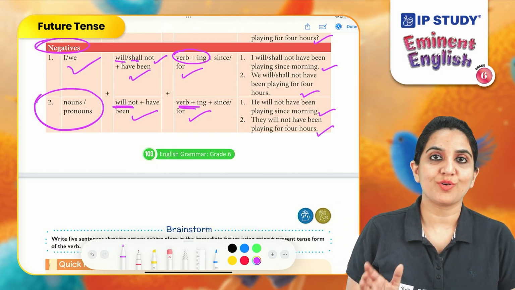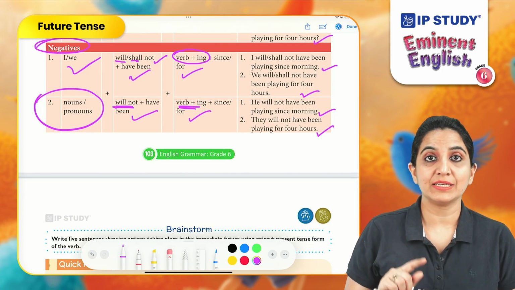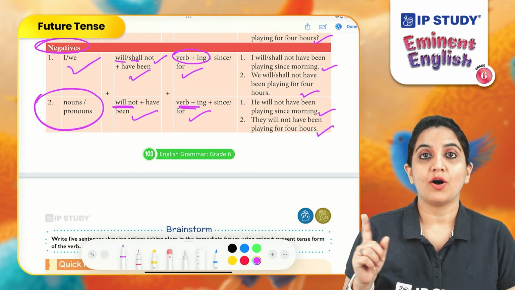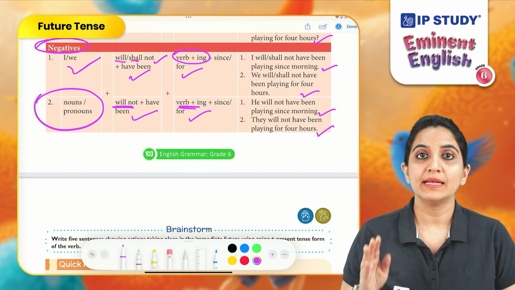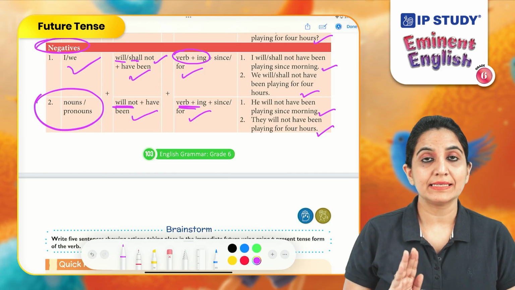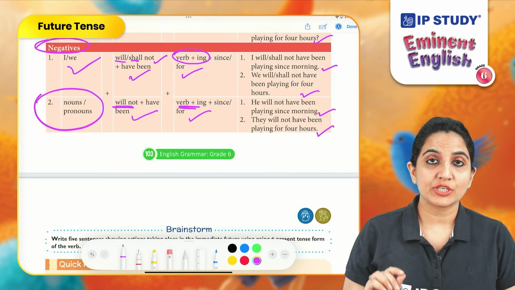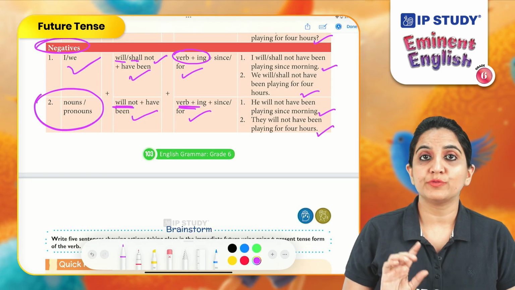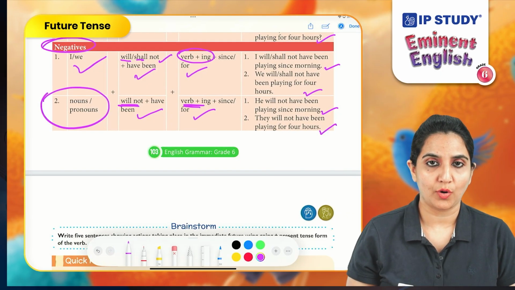So this was all about the future tense. We were talking about the actions that will happen later or that will happen in the future, and we did all the 4 tenses, forms of future tense in this chapter. As you can commonly study, shall can only be used with first person singular and plural pronouns, that is I and we, but will is commonly used for all.